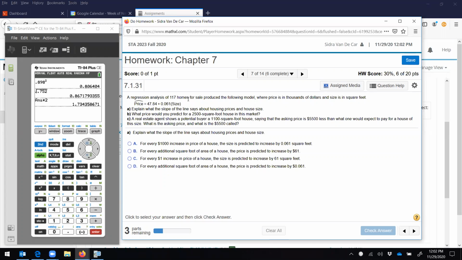A regression analysis of 117 homes for sale produced the following model, where price is in thousands of dollars and size is in square feet. Explain what the slope of the line says. The slope is the item right before the variable, so 0.061. That's saying for every 1 we go up in square feet, price goes up by about $0.061 thousand. $0.061 times 1,000 would be 61.